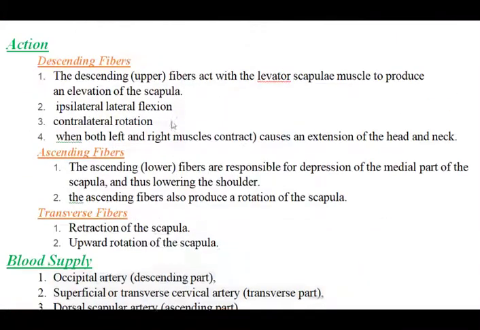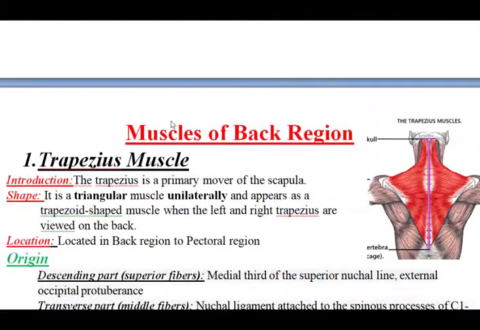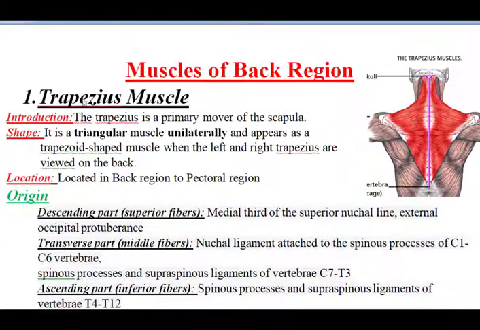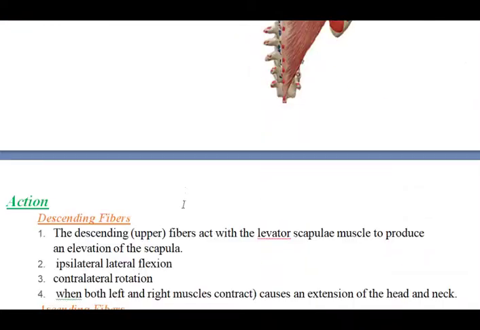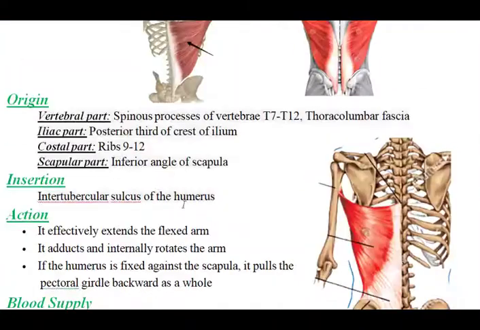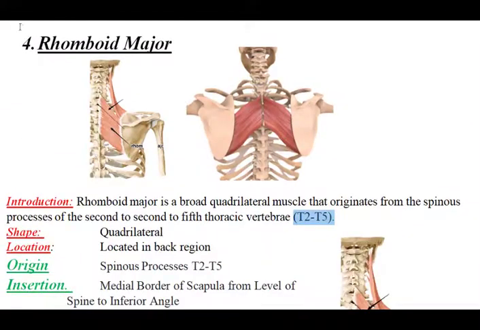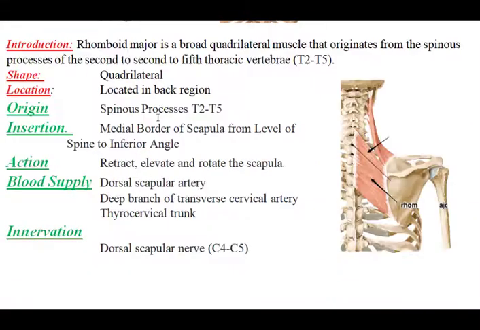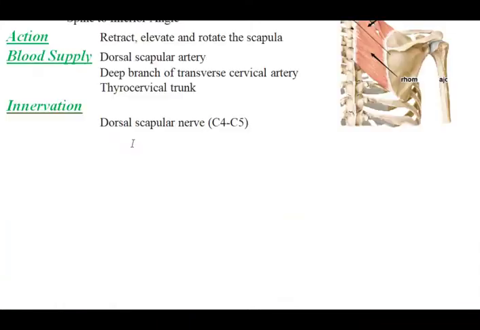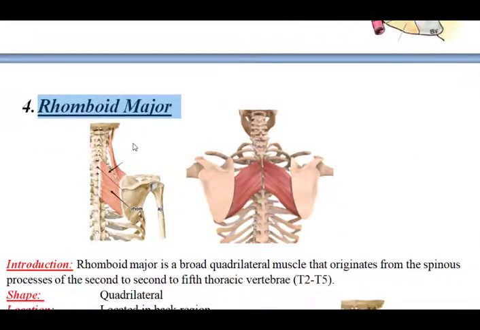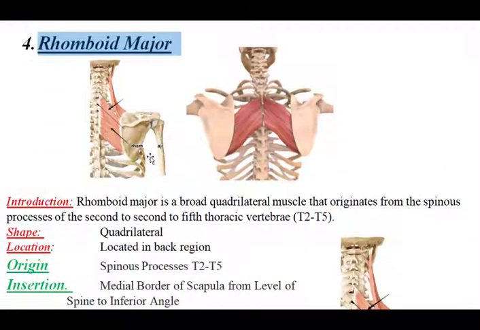Friends, we are discussing the muscles of the back region, and in that we have discussed the trapezius muscle, the latissimus dorsi muscle, and the levator scapulae muscle, right? Now in this lecture we are going to discuss the rhomboid major and rhomboid minor. So these five muscles are present in your back region. So let's go for it.